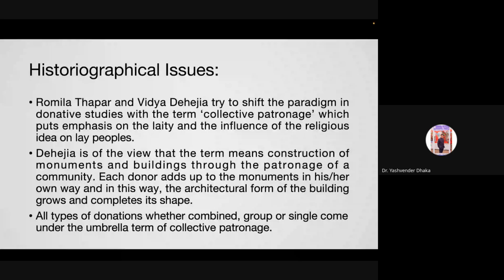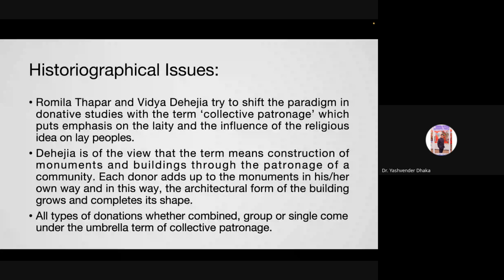Now, in patronage, first we need to understand how our seniors, our earlier historians, have seen the issue of patronage, in which two names come. One is Romila Thapar, who has discussed patronage in great detail with literary sources. The second one is Vidya Dehejia, who has done great work with Buddhism. These two scholars have discussed patronage as collective patronage, which puts emphasis on the laity and the influence of the religious idea on lay people. How lay people see the religion, follow the religion, do ritual worship, and are involved with the religious structure.